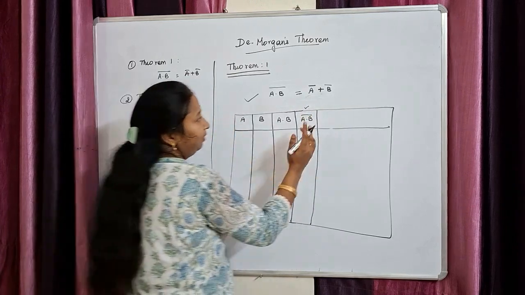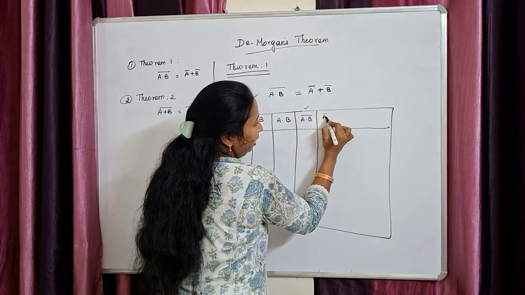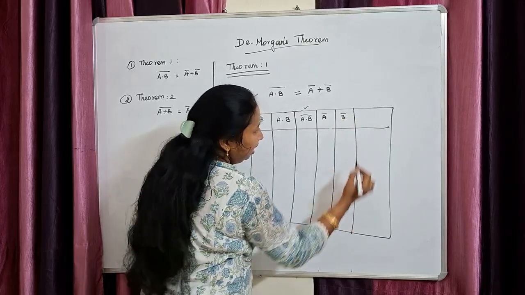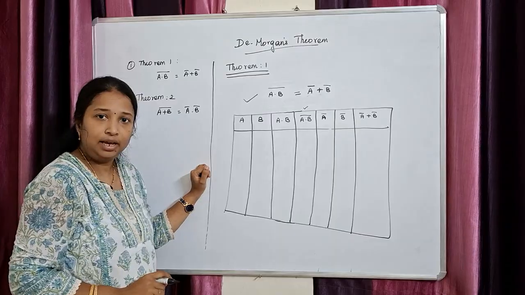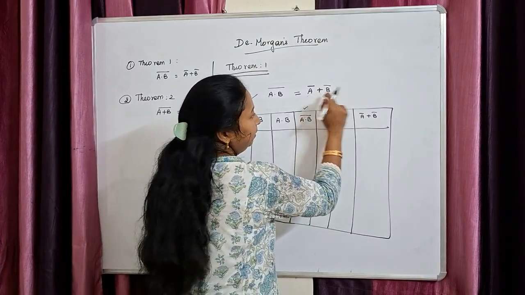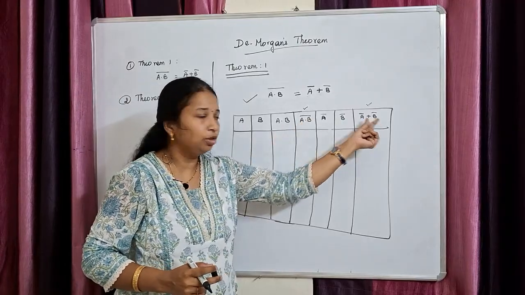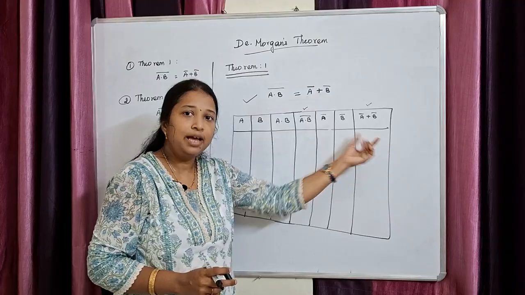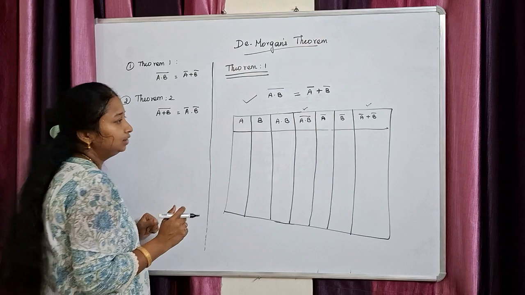Fine? Similarly, what is there on my right hand side? It is A bar. I'm going to find A bar. I'm going to find B bar. And then I'm going to do a sum of the complement. Clear? A bar plus B bar. This is my right hand side. I have to check if my left hand side is equal to my right hand side. If my LHS is equal to my RHS, then it means the theorem is working fine. Right? Fine. Let's do it.